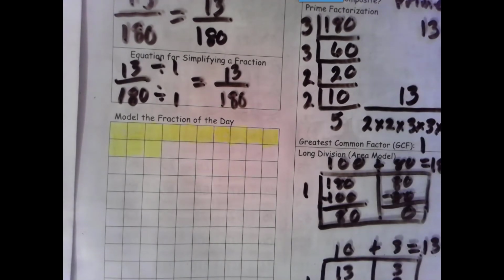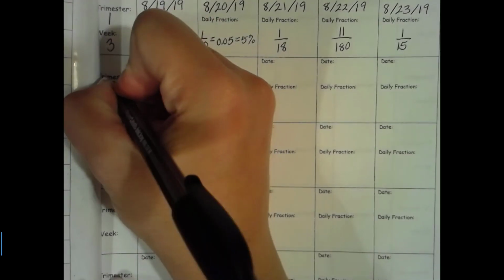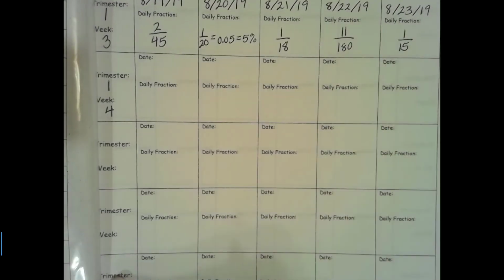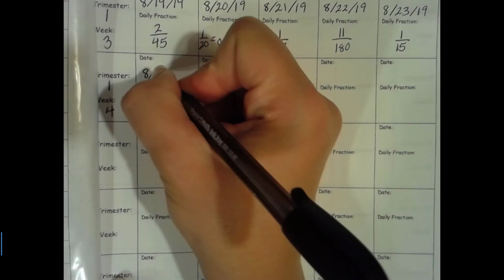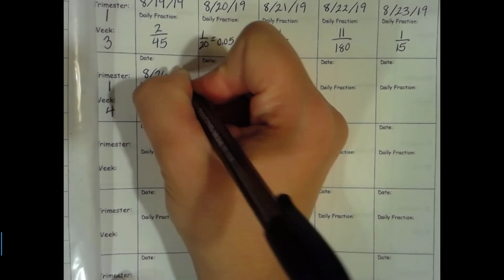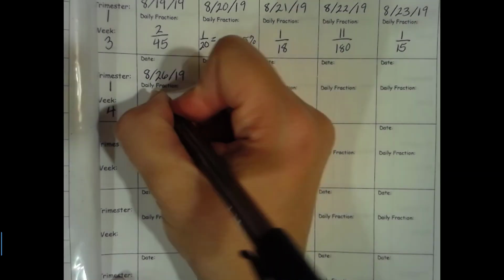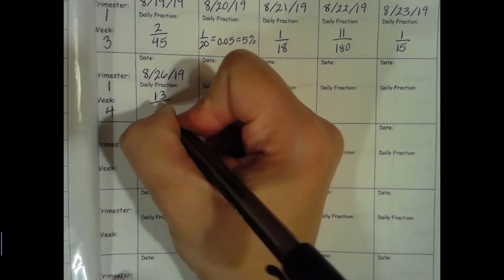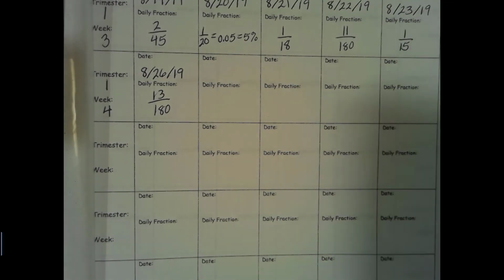Let's go ahead and fill in our data collection page. Okay, so we are still in trimester 1. We are now on week 4. Today's date is 8/26/19, and our fraction for today is 13 180ths. 13 is a prime number and is not a factor of 180, so our greatest common factor was 1.